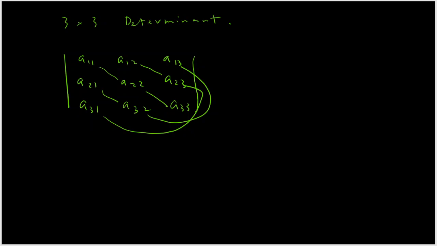Now I want you to notice something. In any term, there are three factors, right? No two of the three factors are in the same row or the same column. For instance, one of the terms is A11, A23, A33. These three numbers are all in different rows and different columns. So do you know what I mean? No two numbers are in the same row or the same column. I told you three terms already, how to remember the three terms. You just remember the picture.